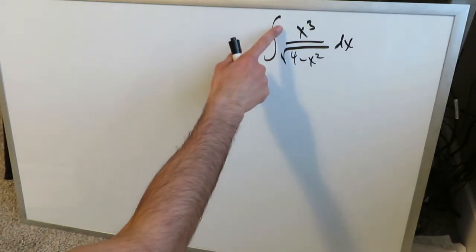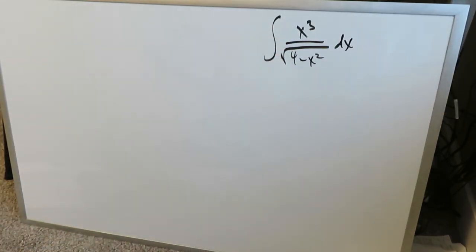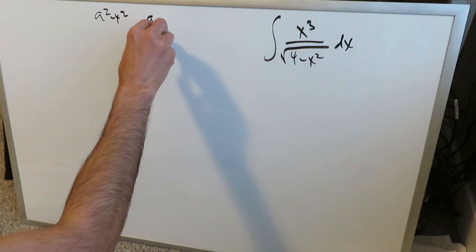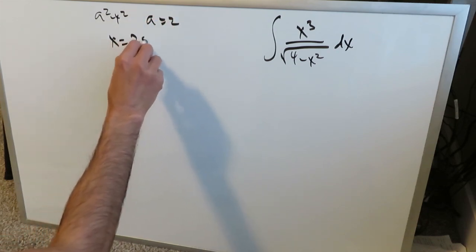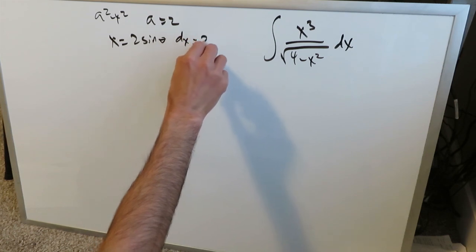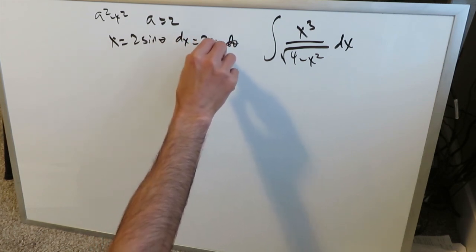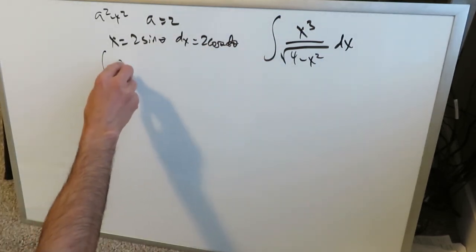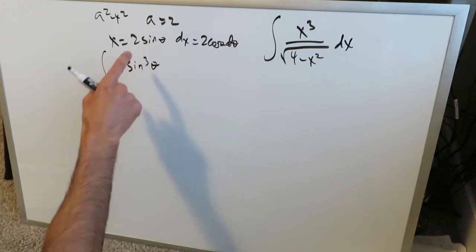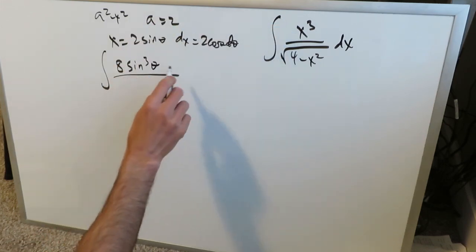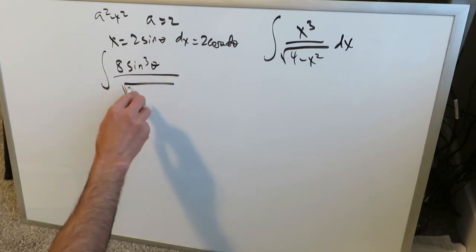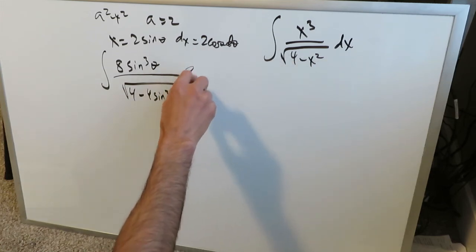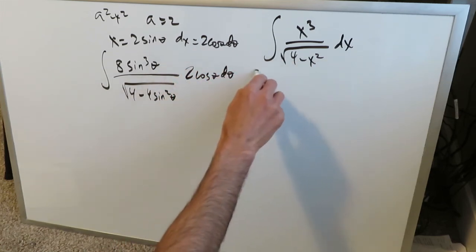So let's look at this. Integral of x cubed divided by square root of 4 minus x squared, an indefinite integral. You're looking at this form over here, a squared minus x squared, and you know a is equal to 2, x is equal to 2 sine theta, dx is equal to 2 cosine theta d theta. Substitute that right over there. X cubed will become 8 sine cubed theta. I took this 2 sine theta and I cubed it. Square root of 4 minus x squared would be 4 minus 4 sine squared theta. Dx is all of this, 2 cosine theta d theta.